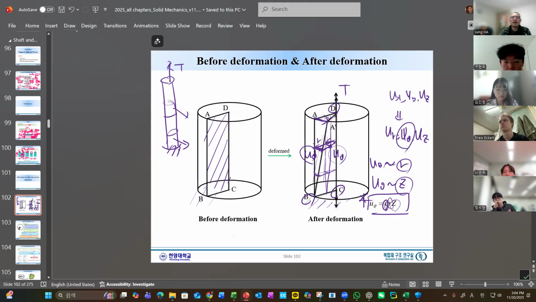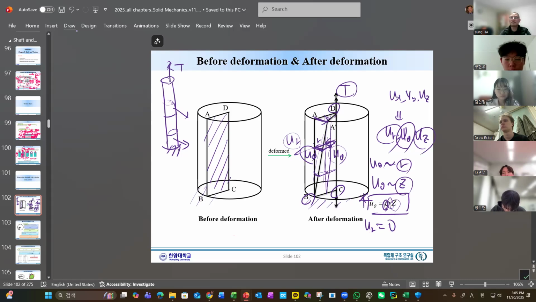How about the UR? When you have a torque T, will it deform like this? This is a UR, right? Imagine that this shaft, when we have a torsion, expands radially. No, there's no radial expansion, only torsion like this. So UR equals 0. That is part of the important assumption.